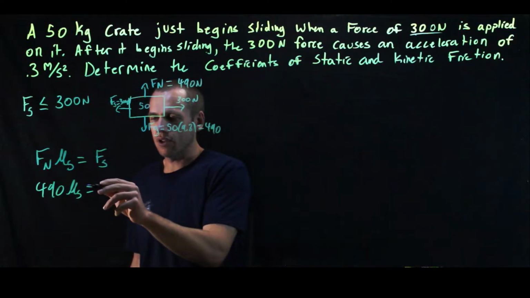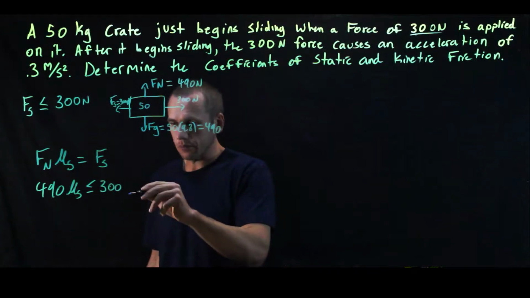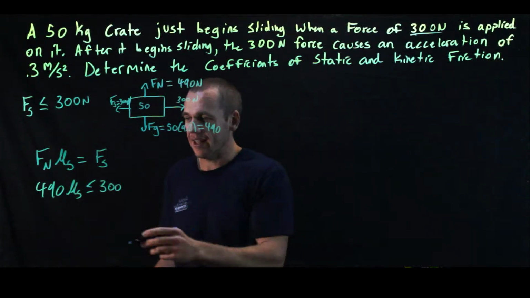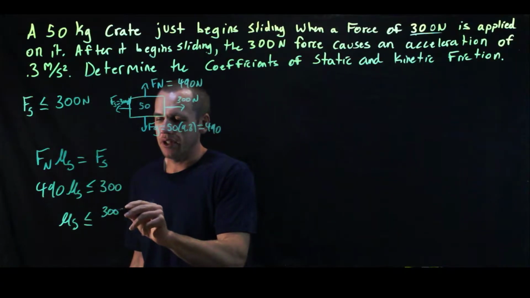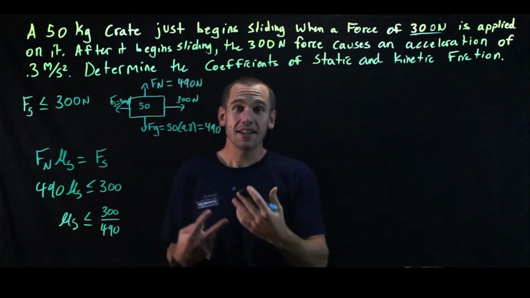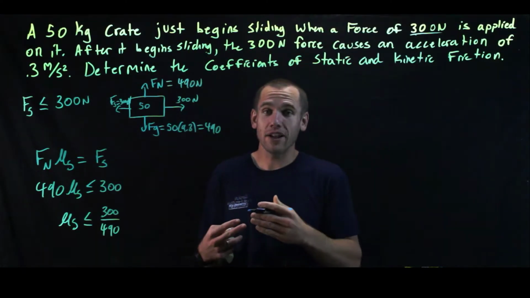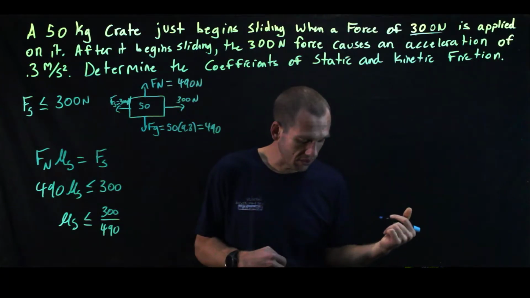So I have 490 times the coefficient of static friction is equal to the static frictional force, which is less than or equal to 300 newtons. Now that means mu s is less than or equal to 300 divided by 490. The reason we get this less than or equal to is, remember, static friction can actually match whatever force we apply up until we break it, up until it starts to slide.